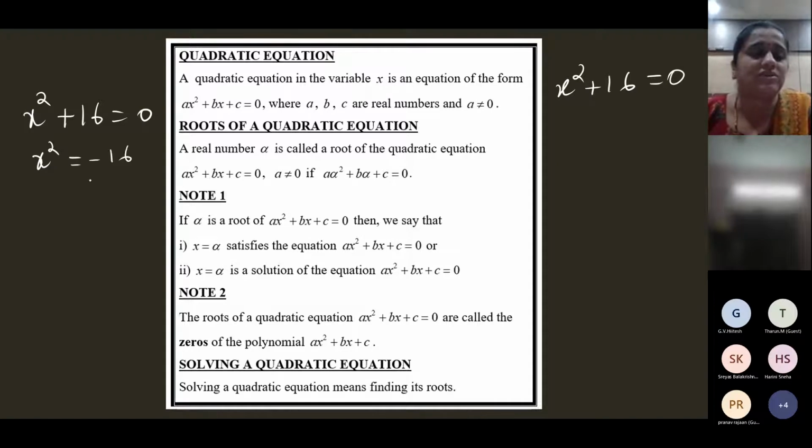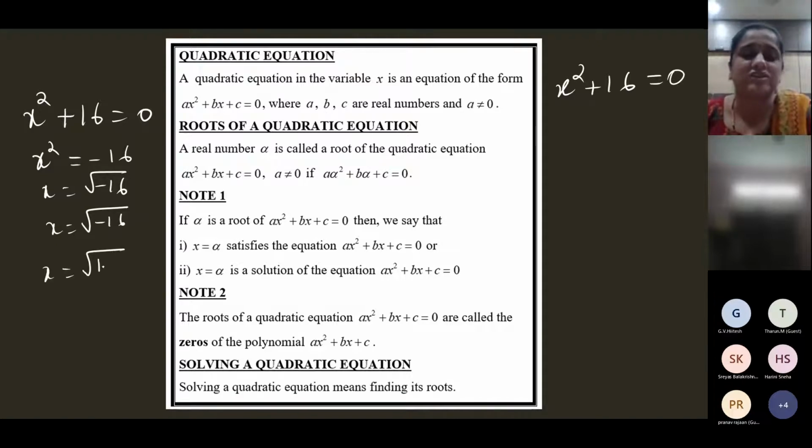X square is equal to minus 16. X is equal to square root of minus 16. So you know that the square root of a negative number is imaginary. It's not real. There is no real value which can satisfy this equation. See, if x is equal to the square root of 16, yes, it can be plus or minus 4. The square root of a negative number is not defined, does not exist, meaning it's not real, it's imaginary.